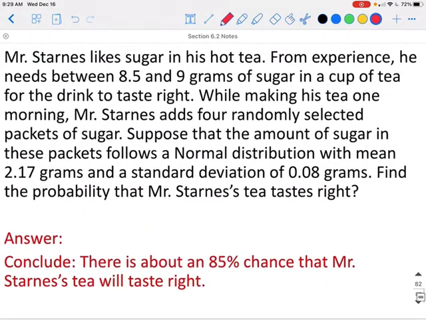So for our conclusion, we can say there's about an 85% chance that Mr. Starnes' tea will taste right.